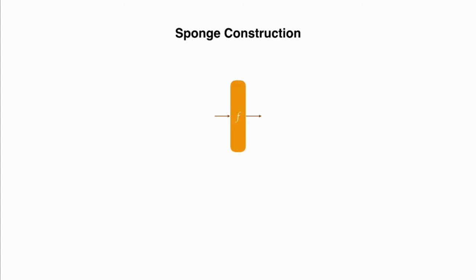I'm going to build something called a sponge construction. This was invented as part of the SHA-3 competition to build the new hash function SHA-3. So this replaces this Merkle-Damgård construction that I talked about previously. Remember? Okay, what is this sponge construction?